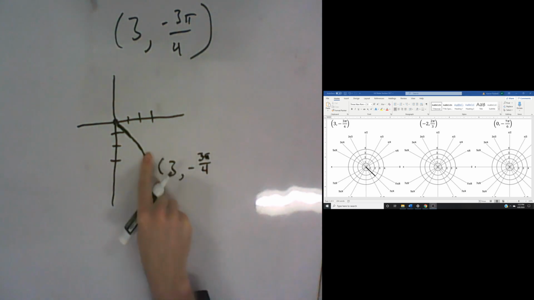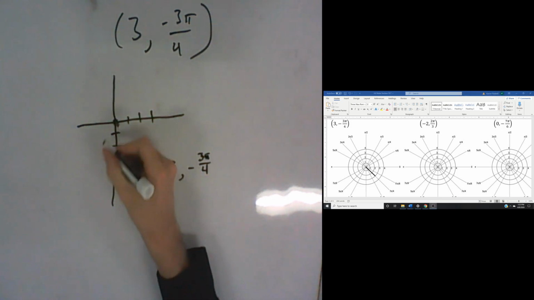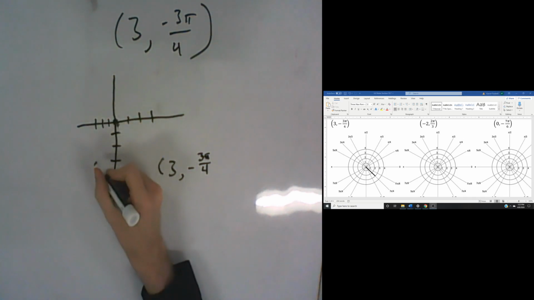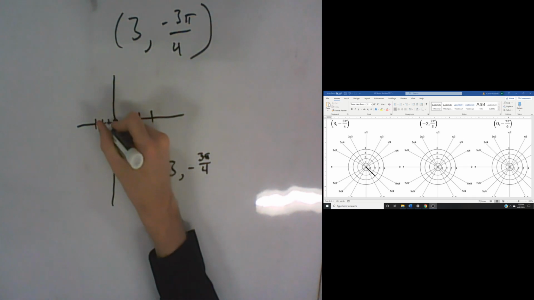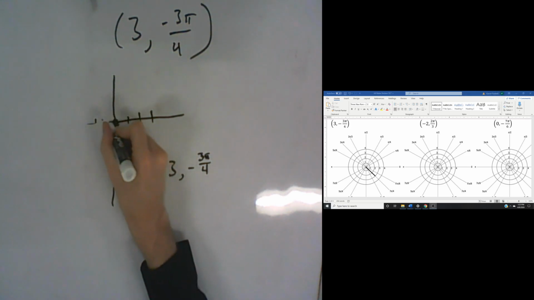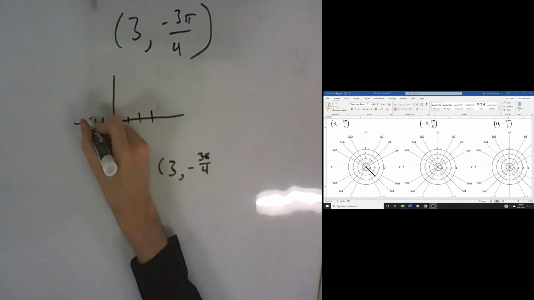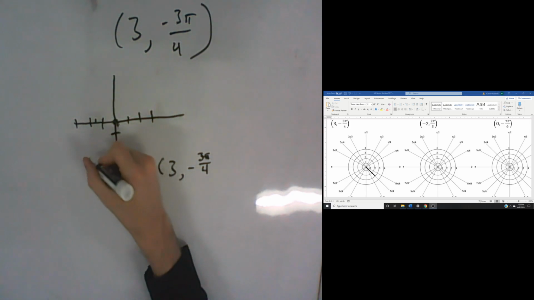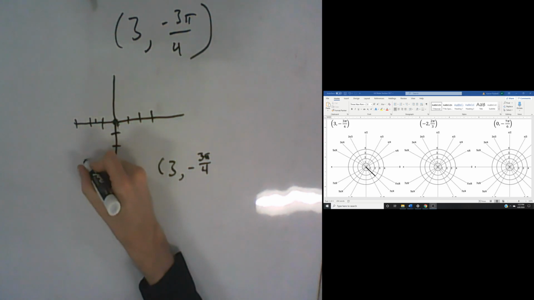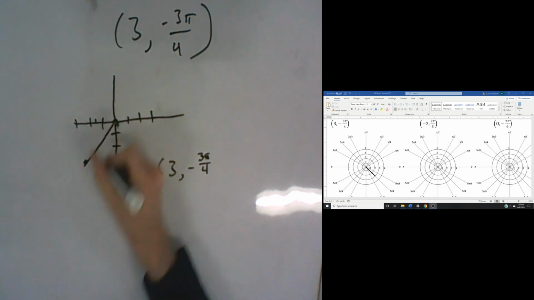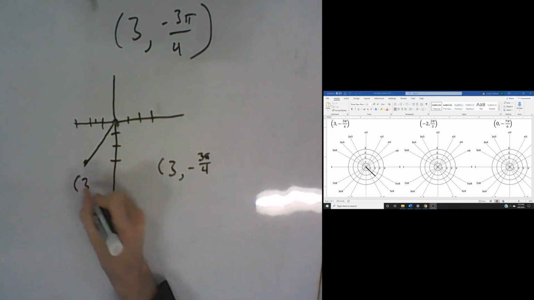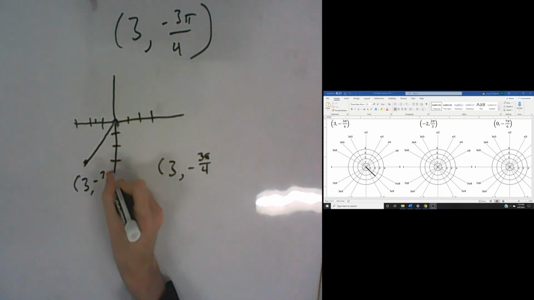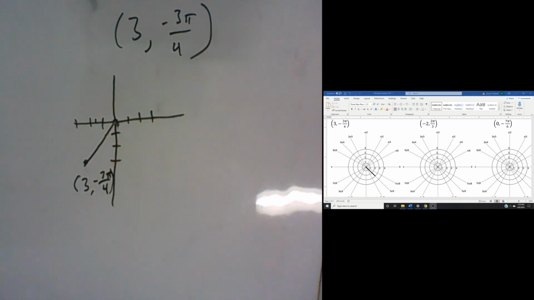Actually, no, wait. My apologies. That's 1/4. It'd be over here. See, this is the problem when you don't think about how far you're actually moving. Get right here. About a 45-degree angle. Okay, there we go. So it's 3 comma negative 3 pi over 4. Now, yeah, it's third quadrant, my apologies.